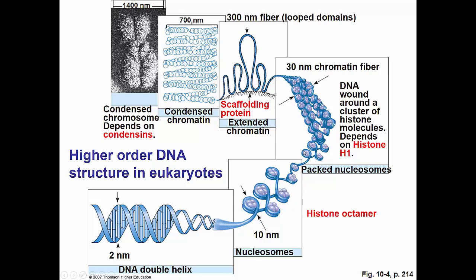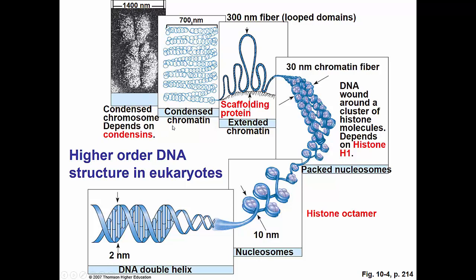So now those nucleosomes can be compacted further into the 30 nanometer chromatin fiber. And how that occurs is that one of these histones that we showed here below actually has a tail that sticks out. This histone H1 tail can be used to cluster nucleosomes into this 30 nanometer chromatin fiber. So our next level of compaction is the 300 nanometer fiber. And essentially here what we have are scaffolding proteins that create these loops.